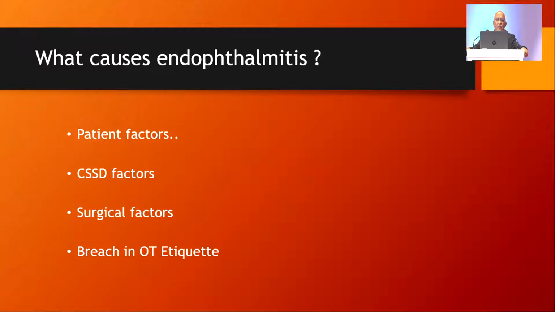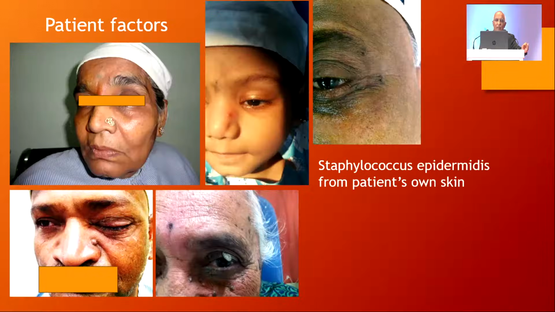So coming briefly to what causes endophthalmitis: patient factors, CSSD factors, surgical factors, and breach in OT etiquette. These are the four; I would like to classify the causes as these four. Patient factors, as you all know, are based on the personal hygiene of the patient and also certain nidus of infection, like molluscum contagiosum or nodules or sebaceous cysts, not to forget conjunctivitis and ectocystitis.